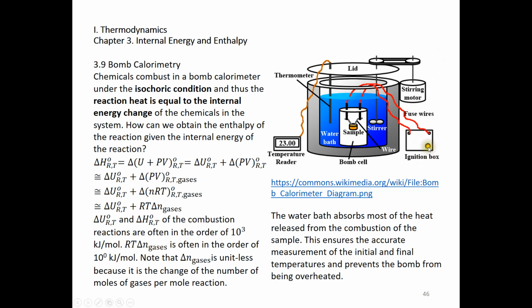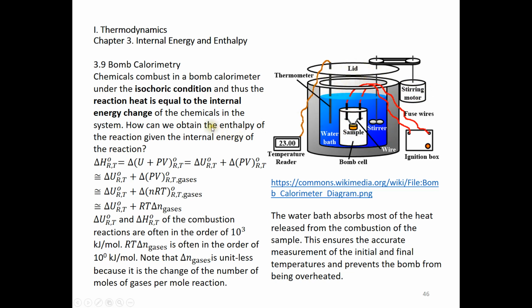We usually just push an ignition button to send the electric current through the wire, and the wire will be ignited first, which will in turn ignite the sample. And over here we have a stirring motor and a stirrer. This is to ensure the temperature is even inside this calorimeter.